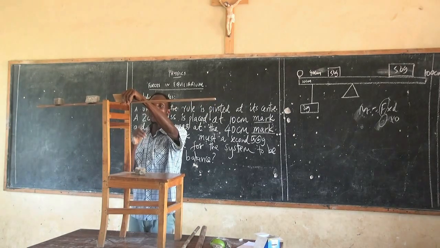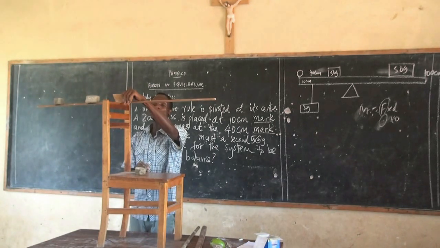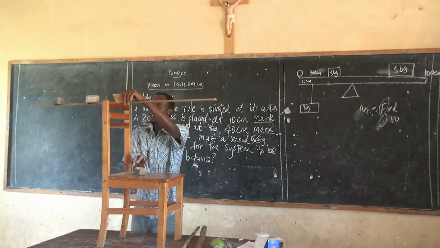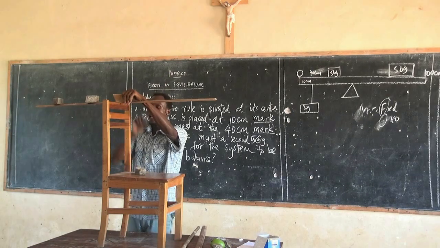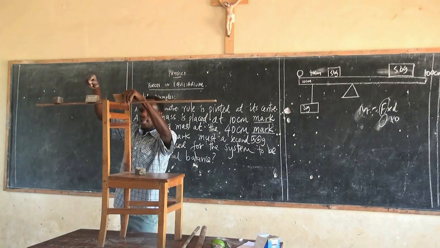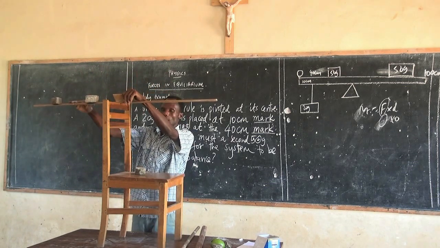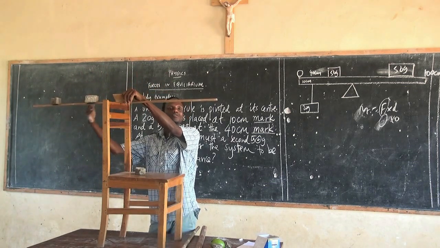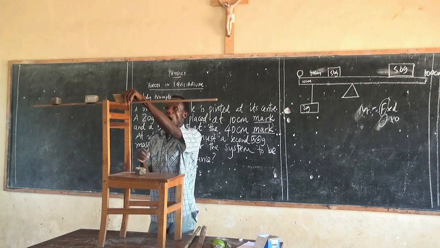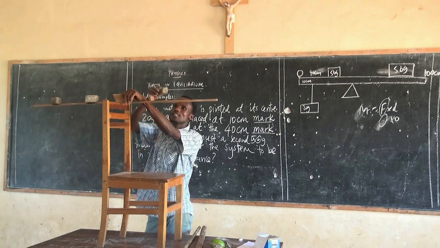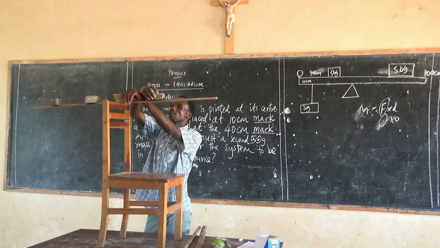The second 50 gram will be placed on the other side. For the system to be in rotational balance, it must be placed on the second part, because if I place it here, it won't balance. It will definitely fall to the other side. Now, the question is, at what mark? Now let us keep on trying until it balances.